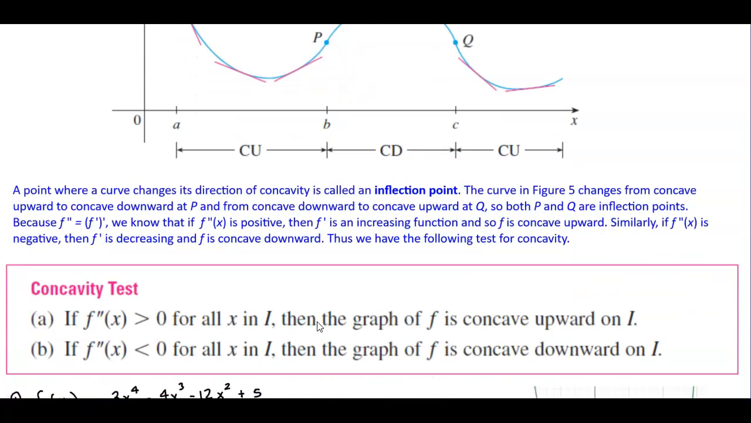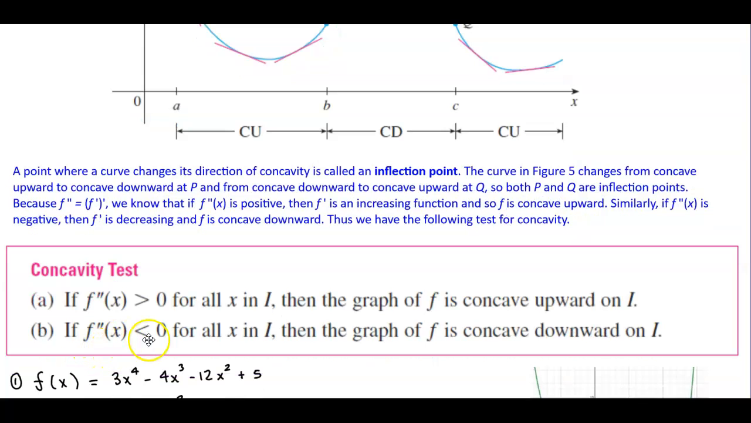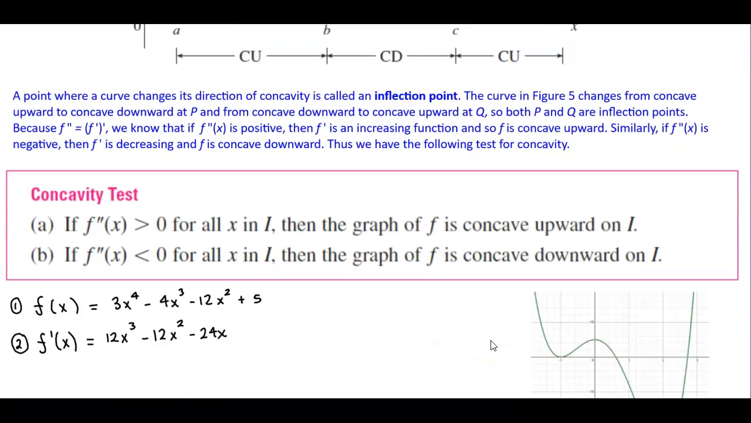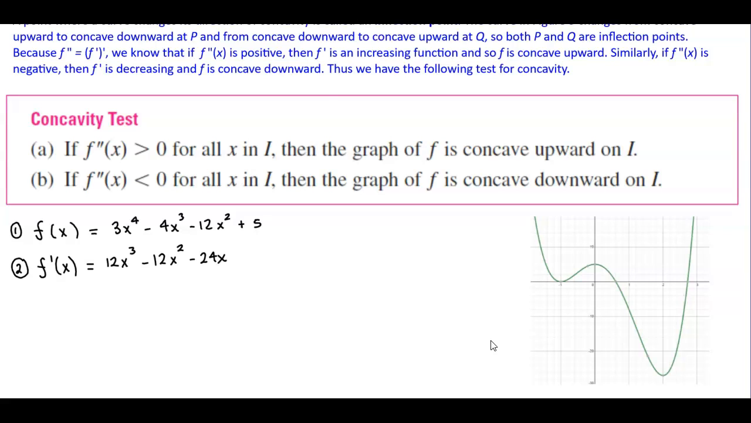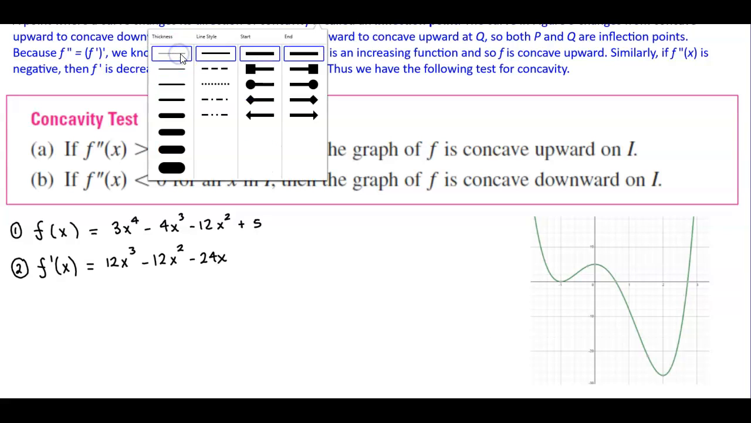The concavity test. Part A, if the second derivative is greater than 0 for all x in that interval, then the graph of f is concave upward on that interval. If the second derivative is less than 0 for all x in the interval, then the graph of f is concave downward on that interval. So let's continue what we were doing from that example that we've done previously.